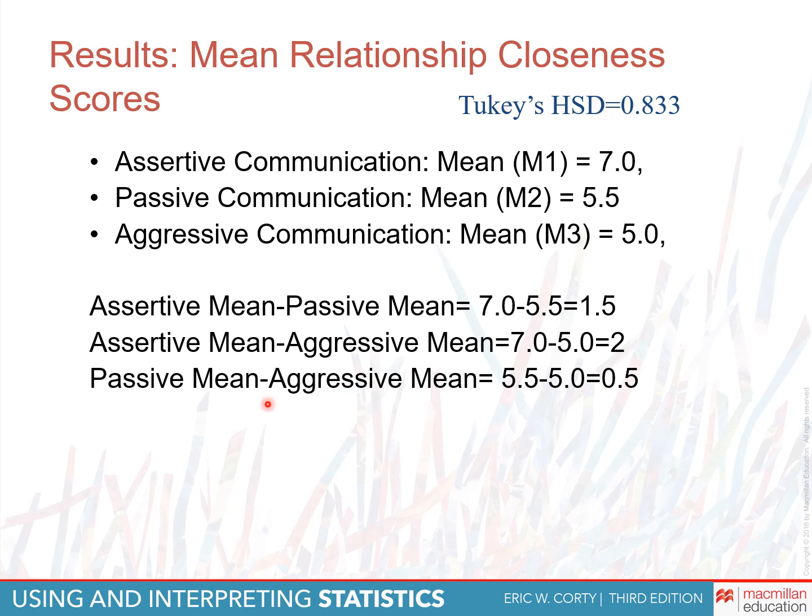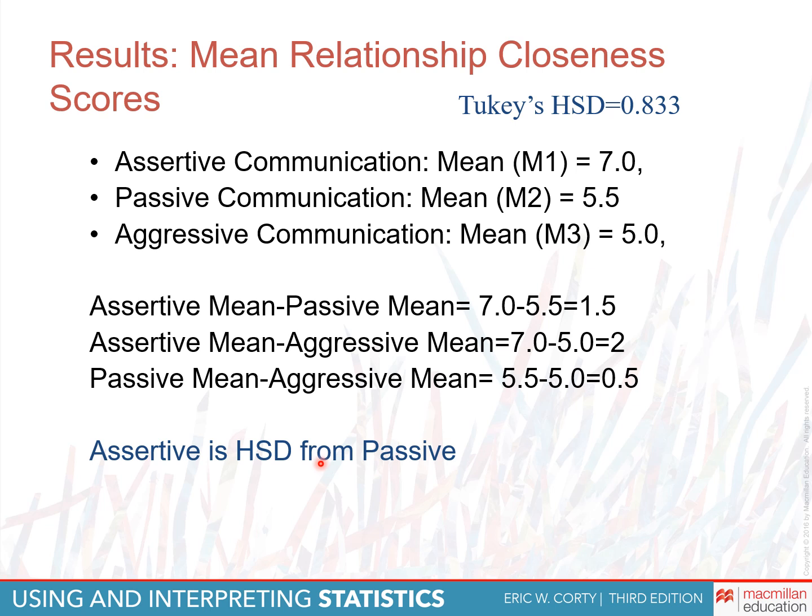And then finally, we can compare the passive group to the aggressive group. So the passive group has a mean closeness score of 5.5. The aggressive group has a mean closeness score of 5.0. And so when we take the difference between those two, it's 0.5. And you'll notice here that 0.5 is not greater than or equal to our Tukey's HSD value. So that tells us that there is not an honestly significant difference between these two groups.